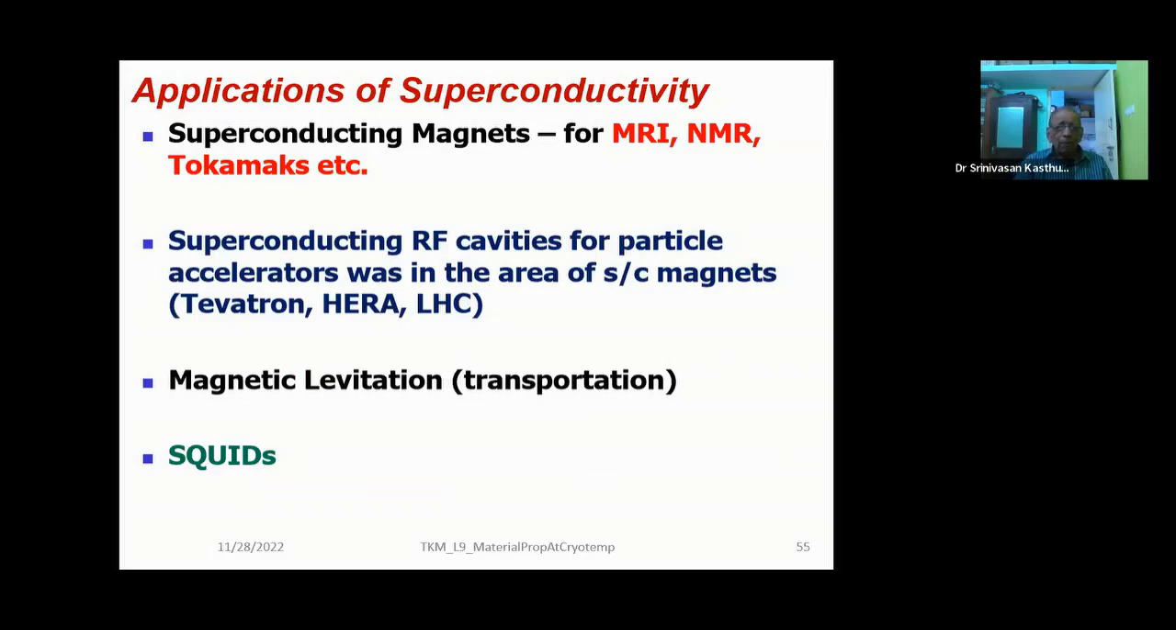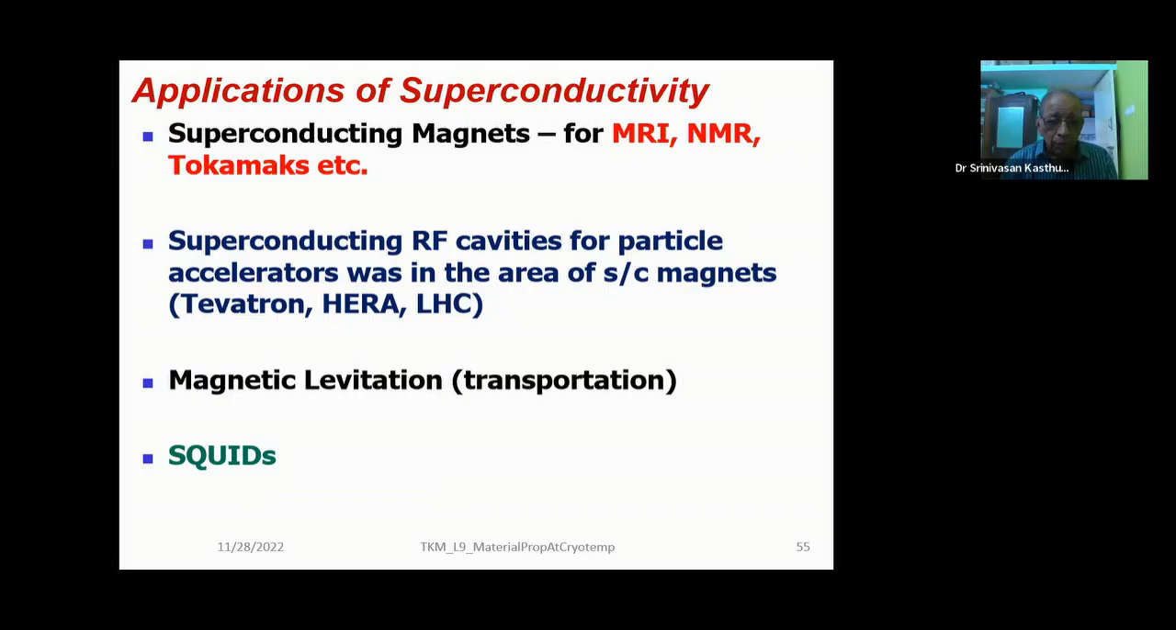What are the applications of superconductivity? There are a whole lot of applications of superconductivity for making magnetic resonance imaging magnets, NMR, tokamaks, etc. So there are a large number of applications for superconductivity. Superconducting RF cavities for particle accelerators, and in the area of superconducting magnets, Tevatron, HERA, LHC, etc.